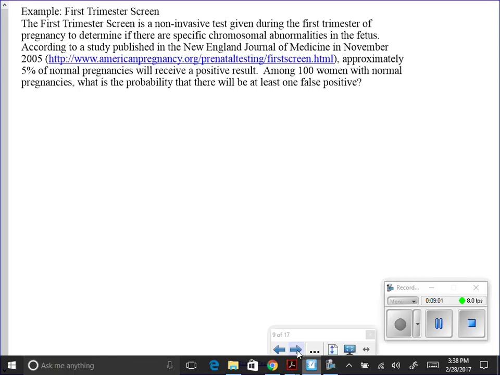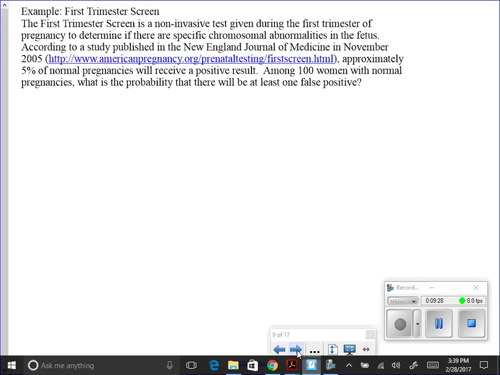All right, so this next one, it says approximately 5% of normal pregnancies will receive a positive result. So since they're normal pregnancies and they're getting a positive, that means the test is saying something's wrong when actually there isn't. So that would be a false positive. So 5% of normal pregnancies get a false positive.